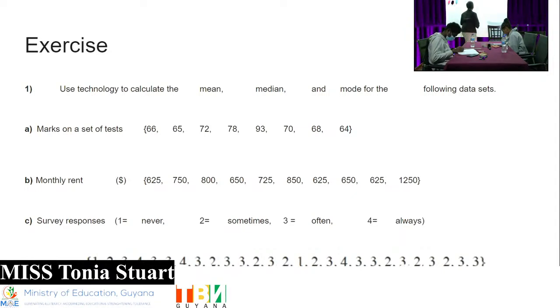Please put the numbers. 64, 65, 66, continue, 68, 70, 72, 78, 93. Correct order. That's how we count. Agree, Shamar? Yes. All right.